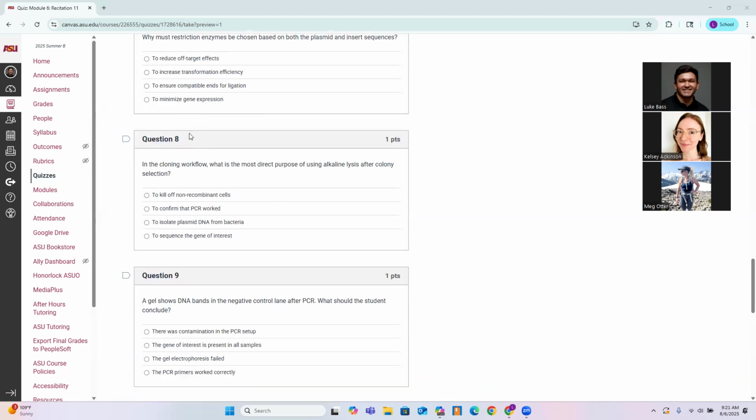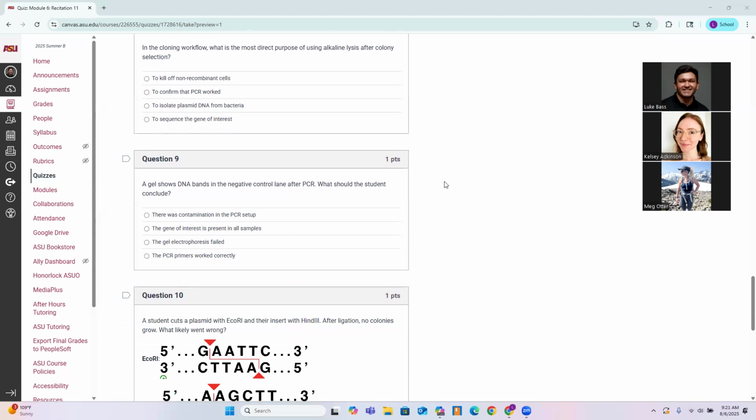Question eight, in the cloning workflow, what is the most direct purpose for using alkaline lysis after colony selection? So lysis, the product of that is a bunch of lysed bacteria, which means that the bacteria are pretty much broken open. So you have this almost bacterial soup of the junk from the bacteria that you don't really want: proteins, DNA, and RNA. So then you use this protocol that then separates the DNA of interest from the rest of the bacterial guts, pretty much.